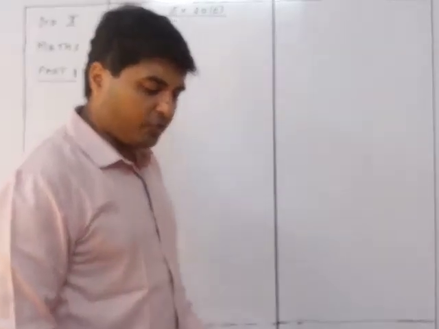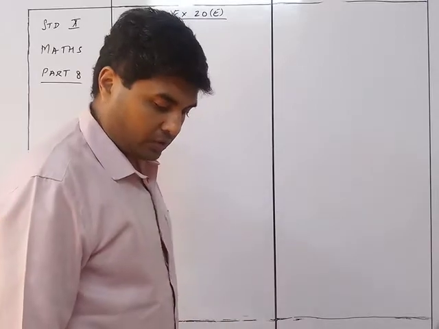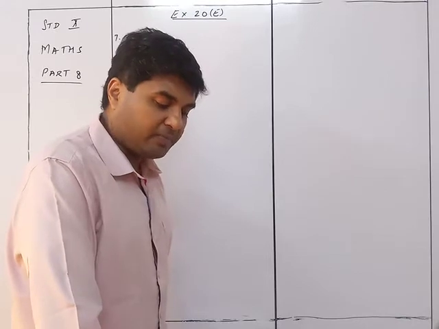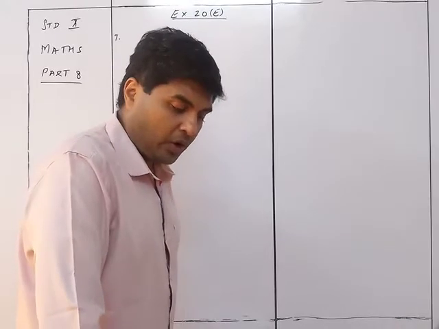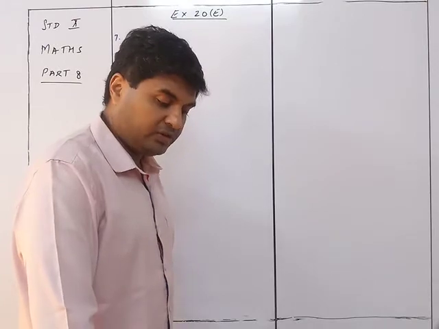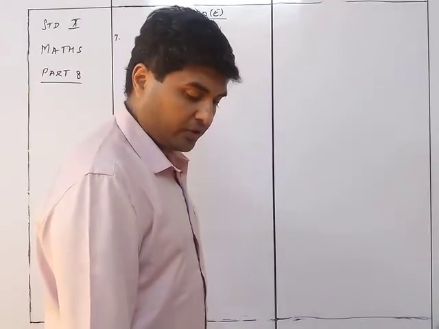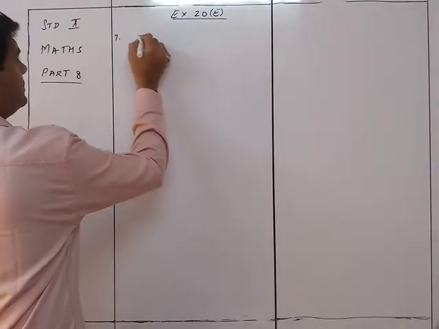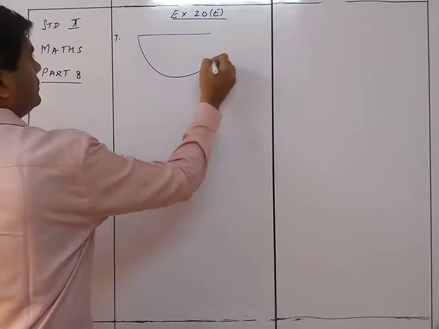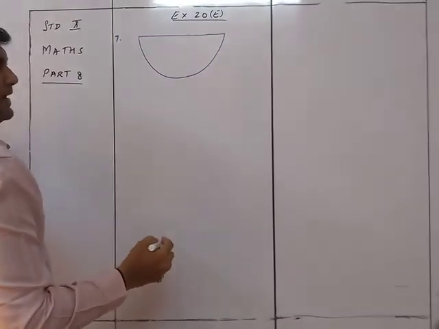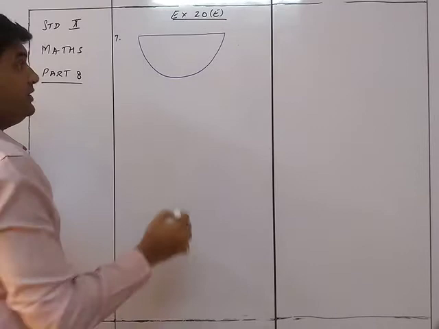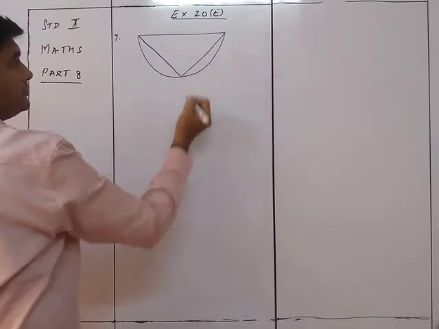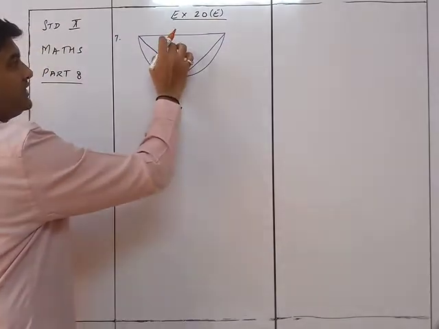The maximum volume of the cone that can be carved out from a solid hemisphere of radius r centimeters. So you just need to find the maximum volume of a cone that can be carved out from a solid hemisphere. It's simple. We know that this is a hemisphere. If I want to carve out the maximum dimensions, then the cone will be like this. So the volume of the cone which can be taken out will be like this.